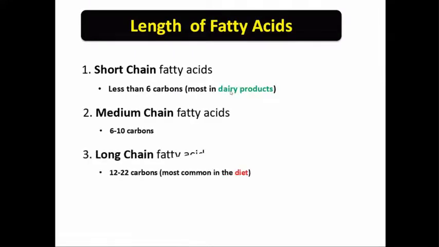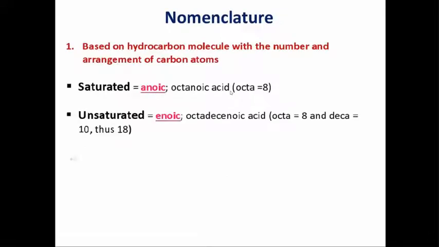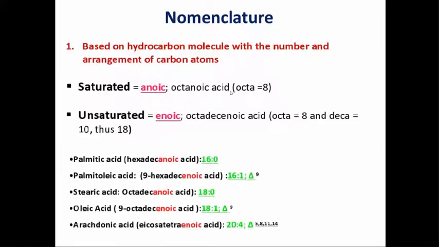Based on the length of fatty acids, they can be short chain, long chain, or medium chain fatty acids. Short chain fatty acids are mainly found in dairy products. Nomenclature is based on the presence or absence of double bonds, so they can be saturated or unsaturated. Saturated fatty acids end with the suffix anoic, whereas if double bonds are present, they are named with enoic at the end.